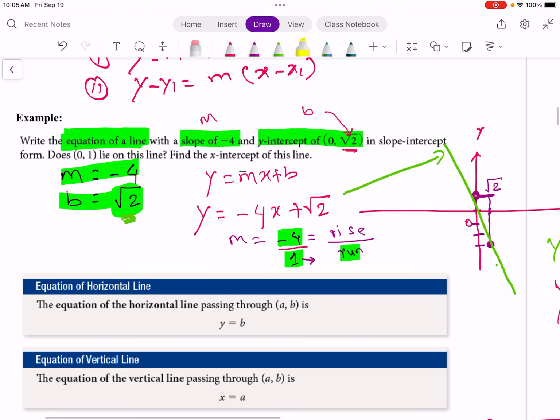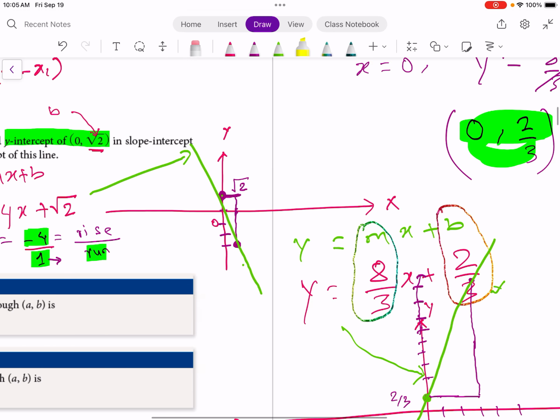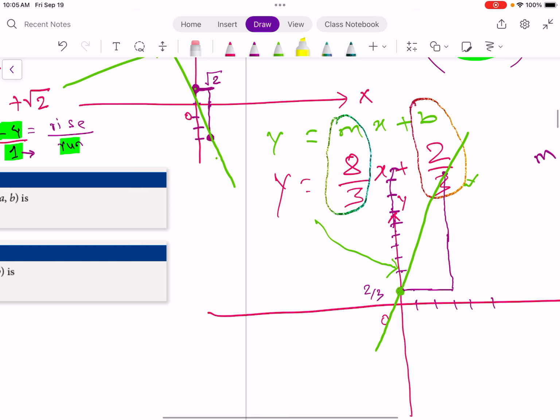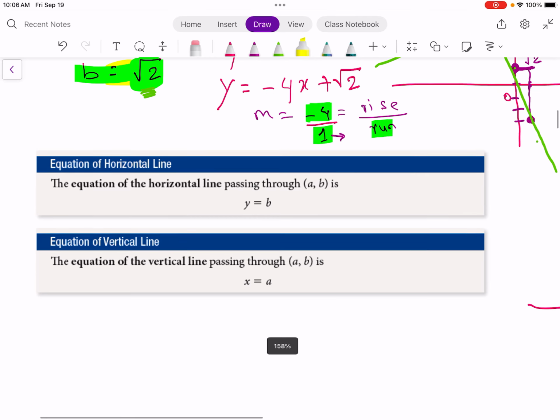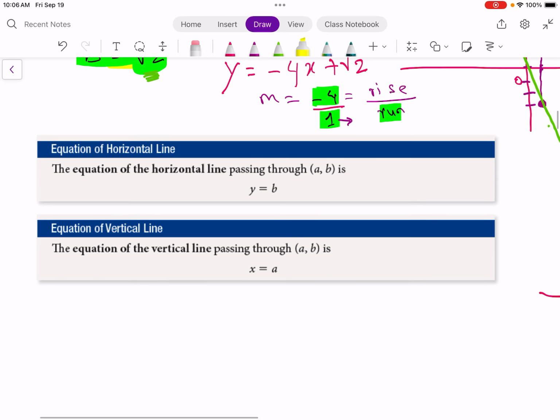Next, using our slope and y-intercept, we can always graph a straight line. Or in order to graph, we can find at least 2 points on a straight line. Connecting those 2 points gives us a graph of the line. Now today we'll talk about the equation of a horizontal line.